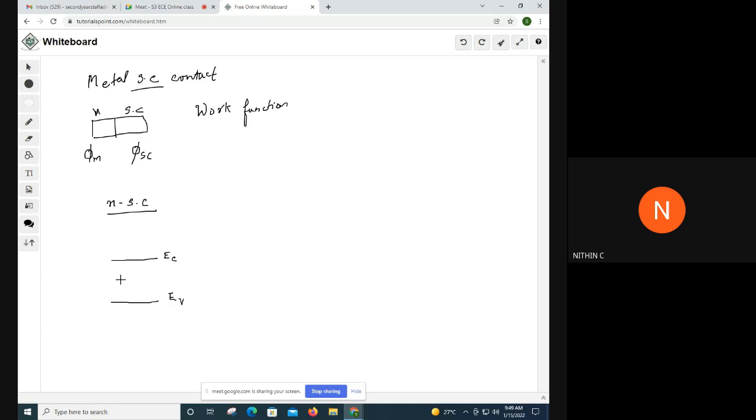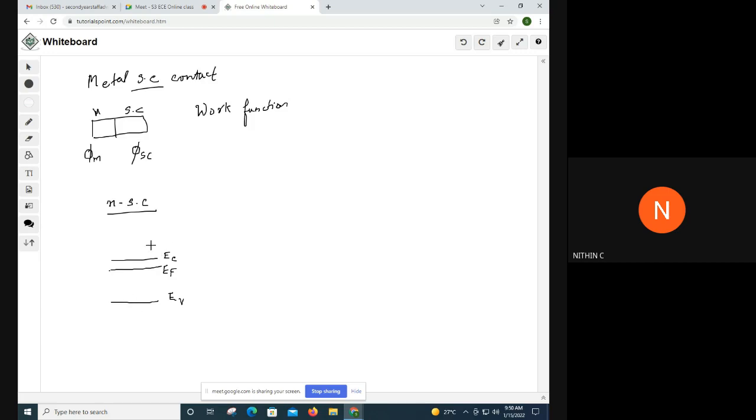For an n-type semiconductor, the Fermi level will be closer to EC. That is, the position of the Fermi level EF will be somewhere around here. So this is the case of an n-type semiconductor.